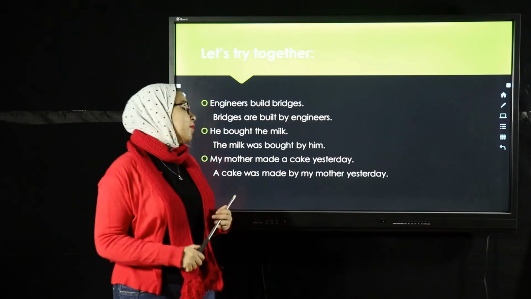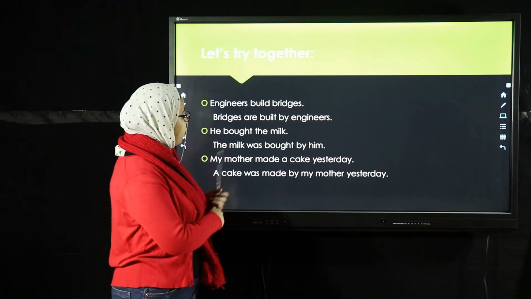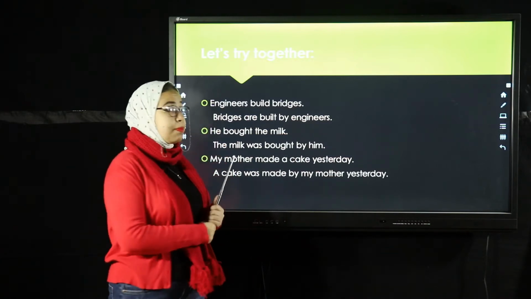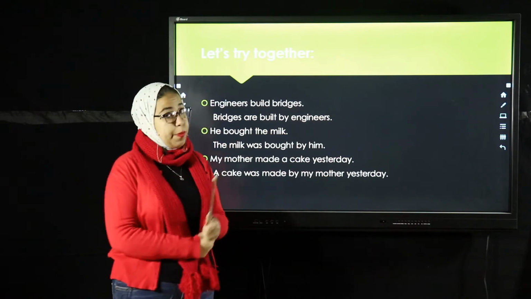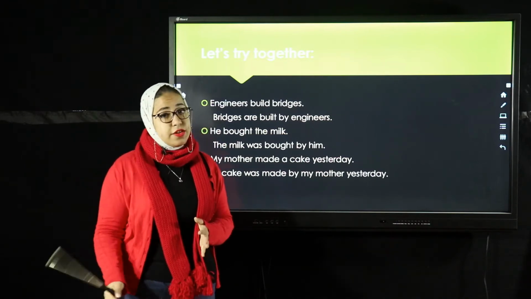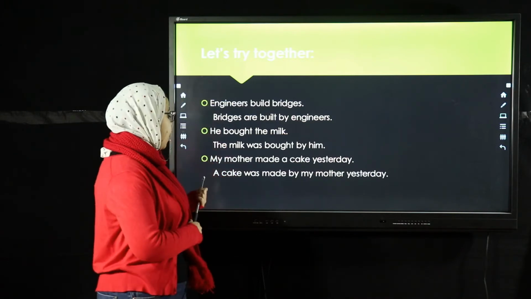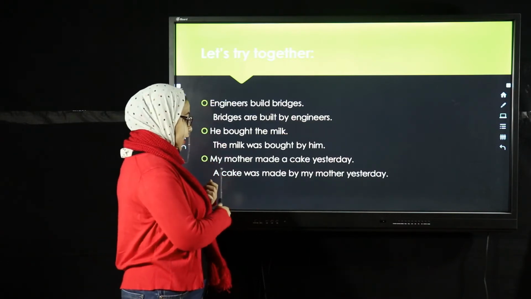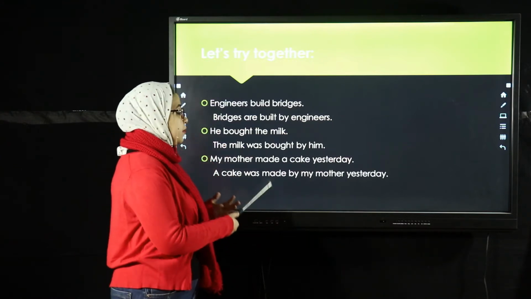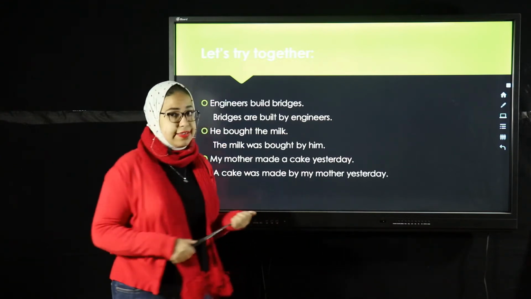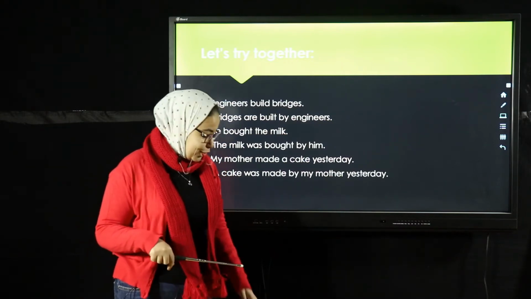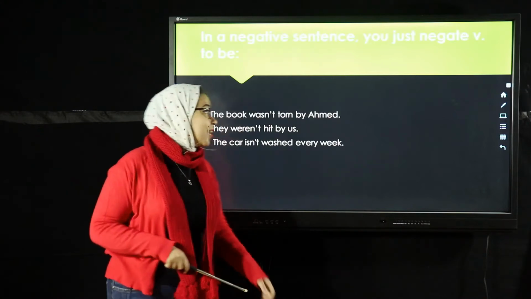And then the last one says, my mother made a cake yesterday. So the subject is my mother, made, that's the verb in the past simple, and a cake, that's the object, yesterday, that's the time expression. So I start with the object, a cake, verb to be plus past participle, was made by my mother yesterday. Very simple, very easy, and you are perfect. I'm sure you're going to do it perfectly.